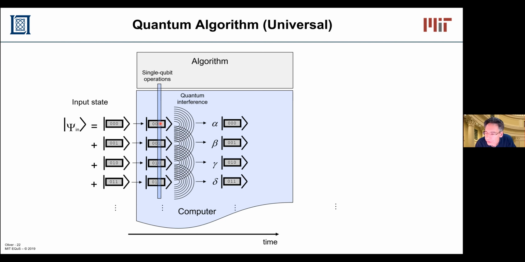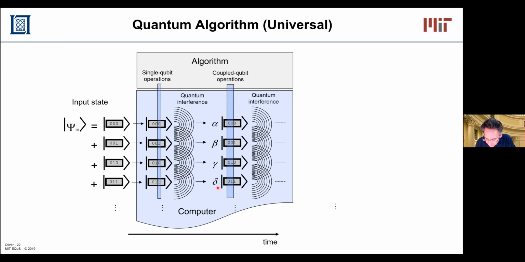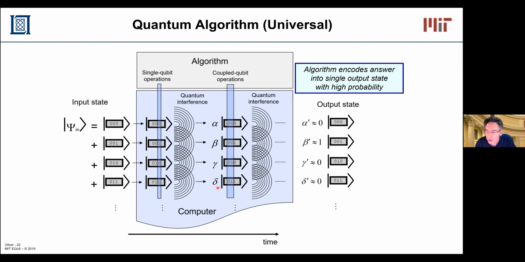That's followed by quantum interference. And what that does is it changes the coefficients, the weighting of these different aspects in your superposition state, okay? Now, of course, we also have two-qubit gates, or coupled qubit gates, as we call them. And as we said, the control qubit state will determine what happens to the target qubit. That's followed by quantum interference. And this goes on and on according to some prescription of single and two-qubit gates. And the goal is that by the end of the computation, basically all of your probability amplitude resides in front of one of these aspects, or nearly all of it.